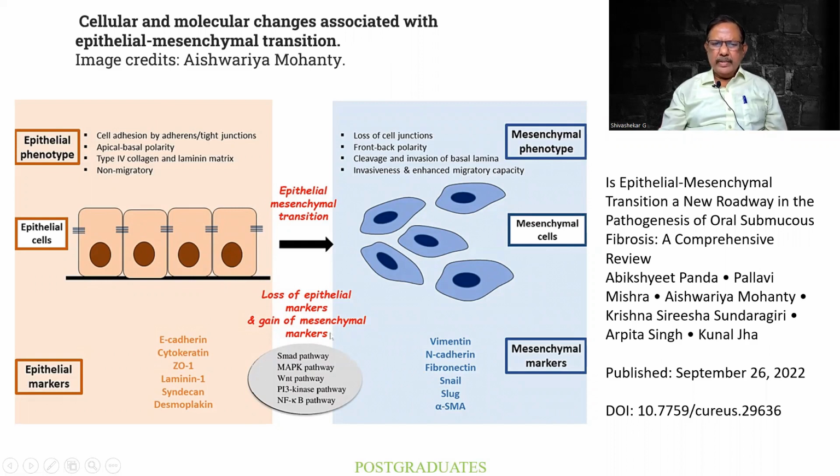The sets of markers, we have already seen this list. You people will have to memorize at least 3 or 4 in mind. Cell adhesions are there, then loss of adhesions. Polarity is maintained, then there is a loss of polarity. Type 4 collagen and laminin matrix, then there is a break of this collagen and laminin. Non-migratory, then migratory. What more do you people want?